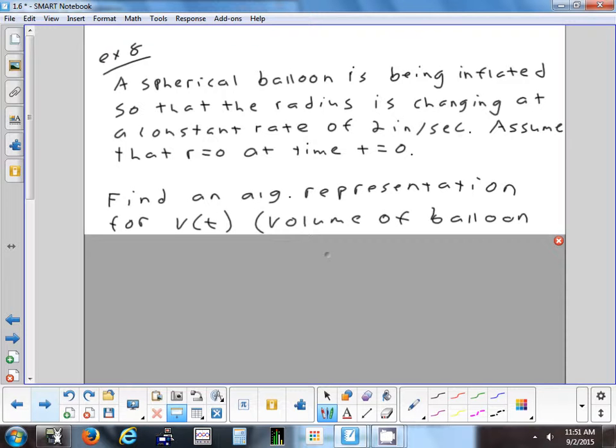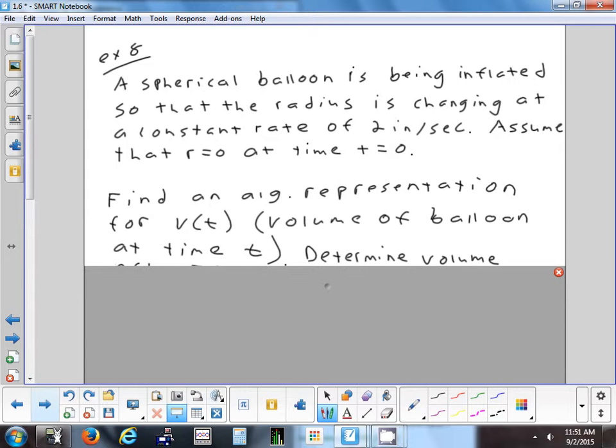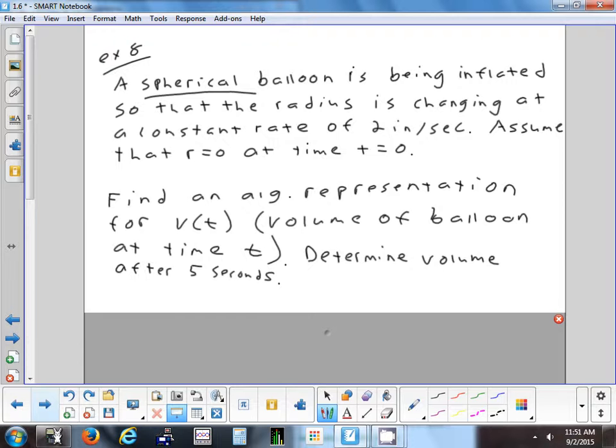What I want to find is an algebraic representation for V of t. This is the volume of the balloon as a function of time. Okay? So since the balloon is constantly getting bigger and bigger, the volume is constantly changing. All right? So this is going to involve a couple things. It's going to involve the volume of a sphere, from geometry, which, if you don't know that, I'll remind you what the formula is. And then after we have a formula to find the volume as a function of time, we'll use it to find the volume of the balloon after 5 seconds.